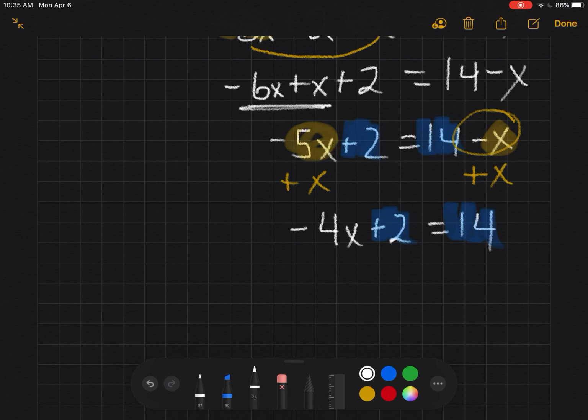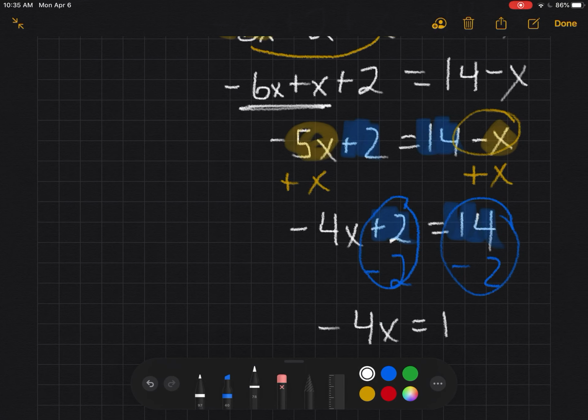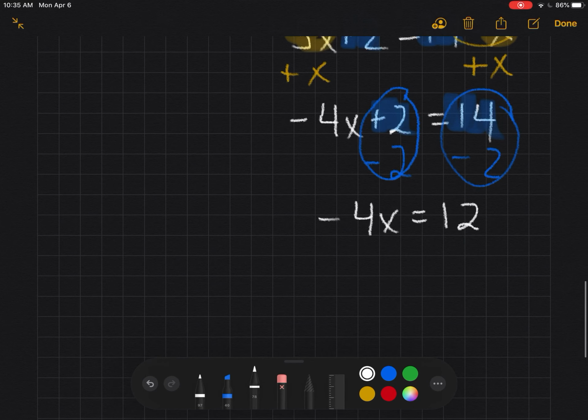Now I have these like terms that are constants that I want to collect. So I'm going to subtract 2 from each side. I'm choosing to subtract 2 because it's the opposite of addition. And then I'm left with -4x equals 12.